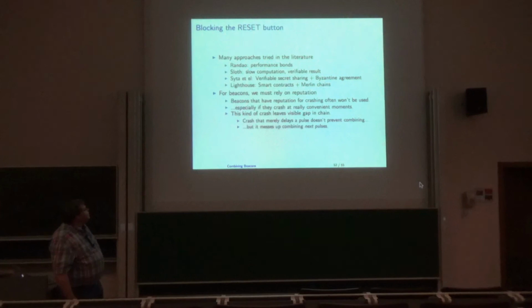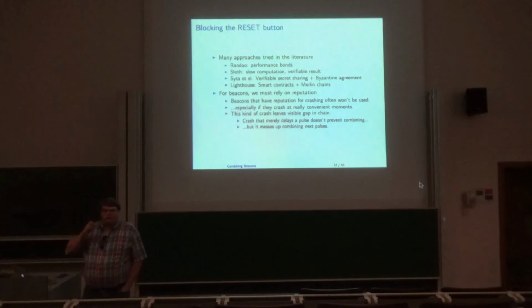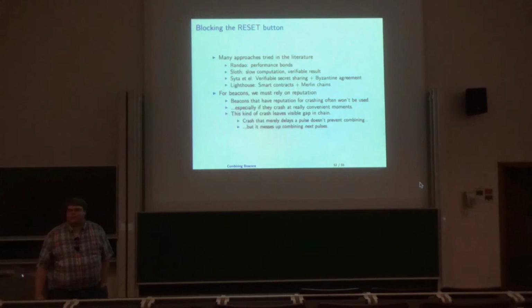There's also this thing by Sita, I think, et al. That's a verifiable secret sharing and Byzantine agreement protocol that does this. I did a paper with Peter Mell and James Shook at NIST recently on doing something like this with the Ethereum smart contract. And there's another solution there. Our solution involved making beacons that didn't have any randomness in them, and their whole chain of values was committed.